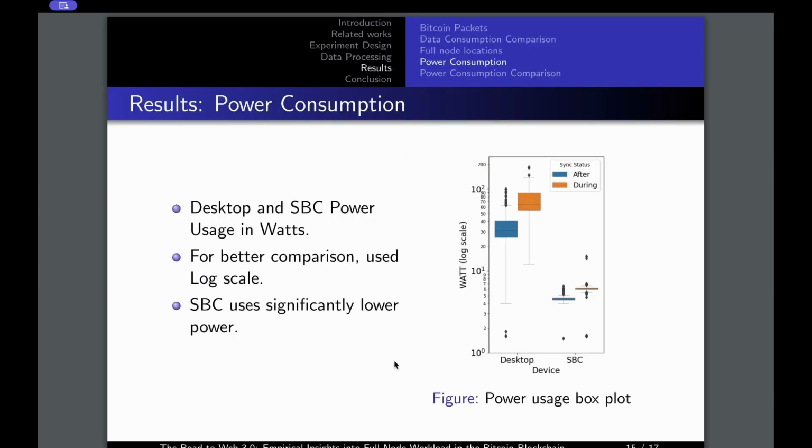Moving on, I want to talk about the power consumption that we observed on these two nodes. I did a box plot here to show the range of power consumption, and you can see that the single board computer consumes very little power, approximately 6 to 7 watts, but the desktop computer consumes a lot more. In order to put these two on a scale, we had to use a log scale because of the significant difference in power consumption for each node. You can see that the during sync process in both cases consumed more power than the after sync process.